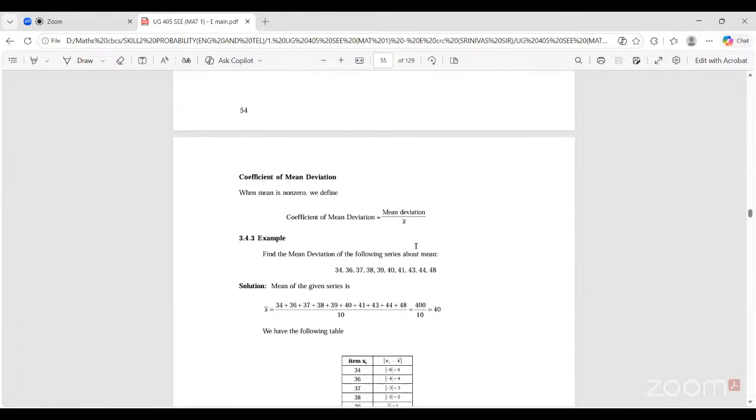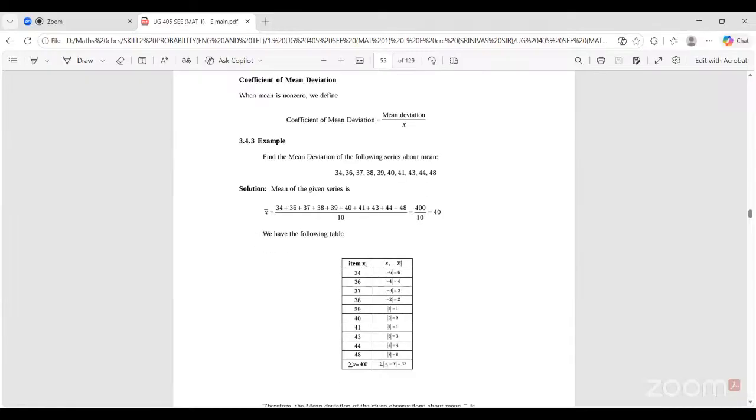So, the coefficient of mean deviation. What is the coefficient of mean deviation? It is the mean deviation divided by x bar. In range, we take L minus S, and the coefficient is (L minus S) by (L plus S). In quartile deviation, it is (Q3 minus Q1) by 2, and the coefficient is (Q3 minus Q1) by (Q3 plus Q1). Here the coefficient of mean deviation is the mean deviation by x bar, that is the average.